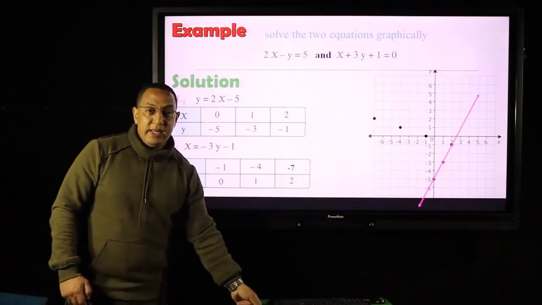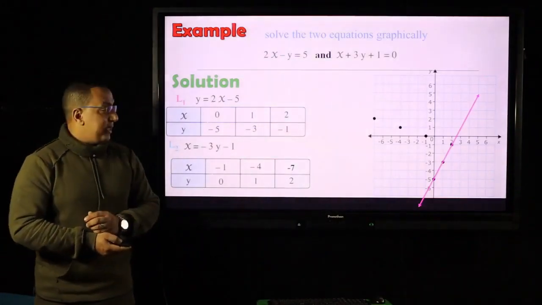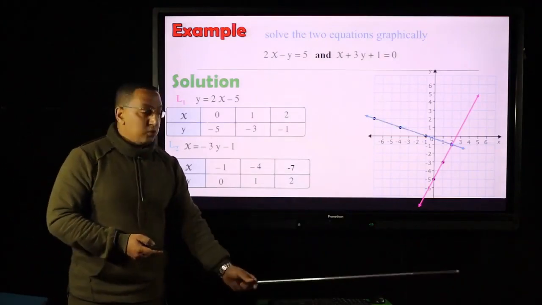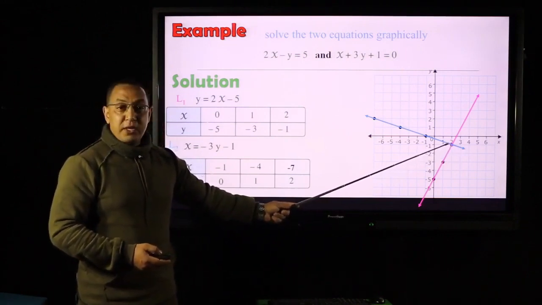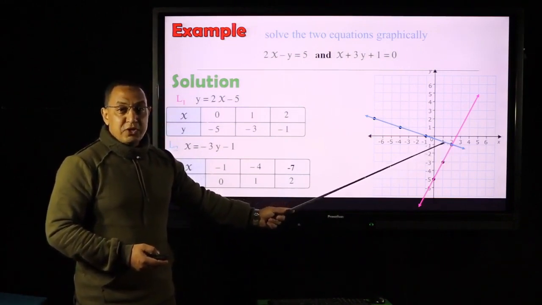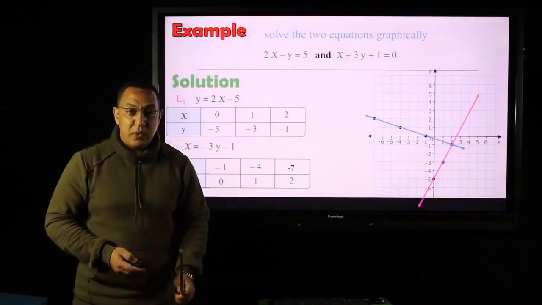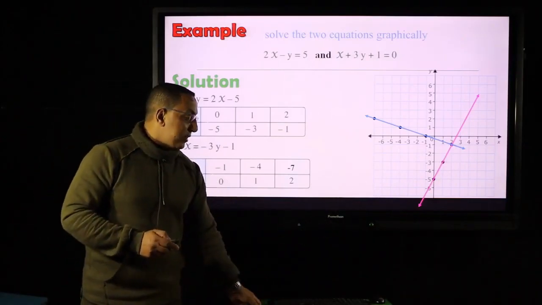And finally I'm going to connect the 3 points by a straight line like this. This is L2. By looking carefully, the 2 straight lines intersect here at this point. This point is called the solution of the 2 equations. What is the solution of the 2 equations? It is the intersection point between the 2 straight lines.